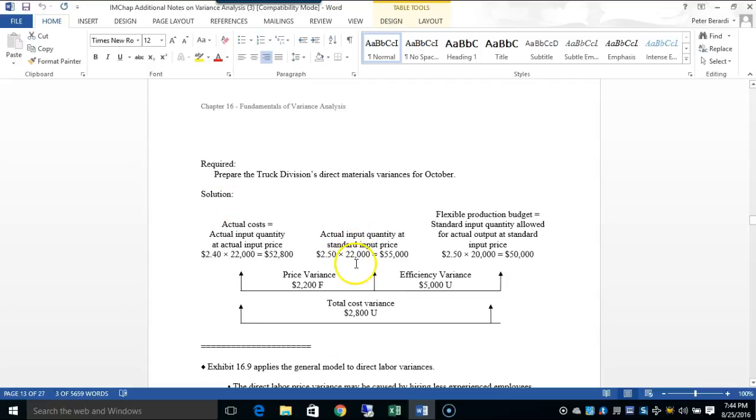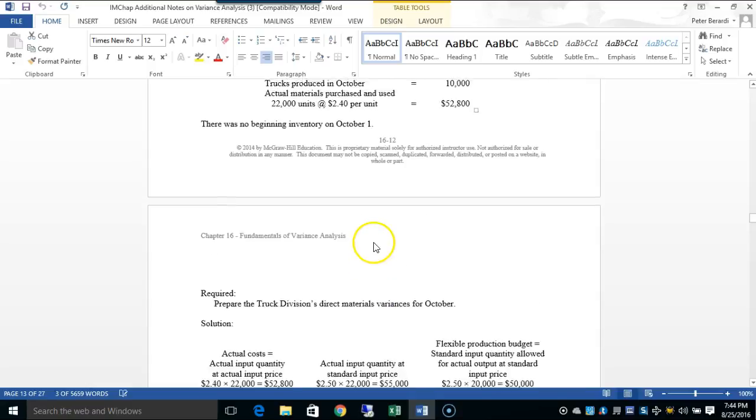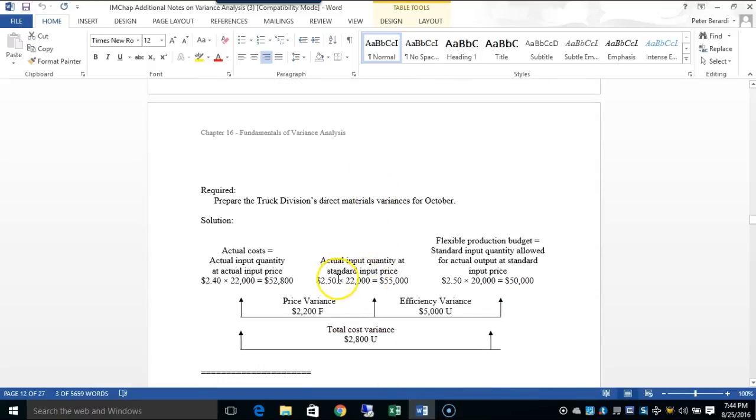The middle column is simply a formula. Standard price times actual quantity. Do the middle column last, because to do the middle column, you need to get the components from the actual side and the flexible budget side. So you know your standard price of $2.50 times actual quantity is 22,000.